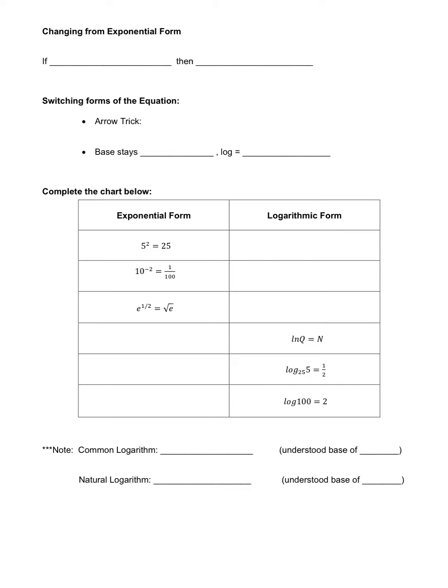Okay, everyone, this is 5.1 continued, page 2 and 3. So what we're going to do, we're going to change from exponential form and vice versa. Okay, and go the other way. So the first thing you want to look at is when you have exponential form. Remember, it's going to be y equals b to the x.